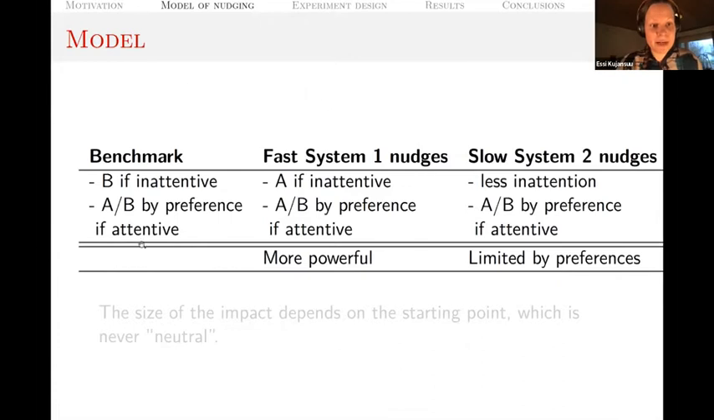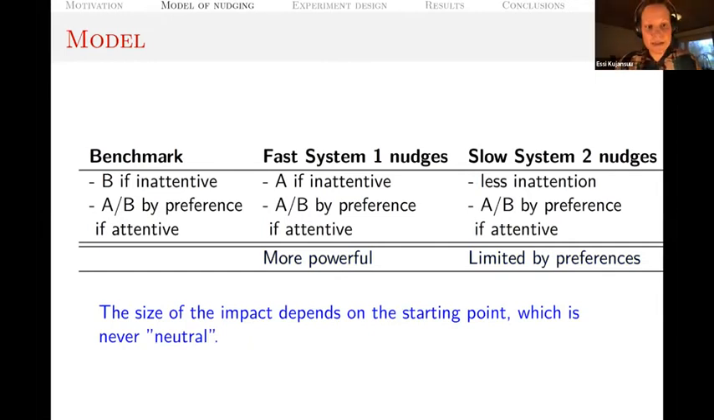So in this model, I have a benchmark where B is the inattentive choice. The choice architect wants you to choose A, and there are these two decision systems going on. The fast system 1 nudge changes the choice to A, and the slow one reduces this inattention and makes you choose by your true preferences more. What the model produces is that the system 1 nudges are more powerful, and this should be the preferred tool of influence for a choice architect, whereas the slow system 2 nudge is limited by what true preferences people carry. A slight note here is that the benchmark is relevant because the impact is measured against it, and the benchmark is never neutral. There is no neutral setting in which we make choices.